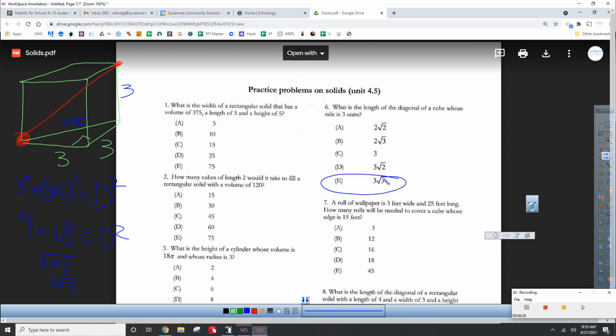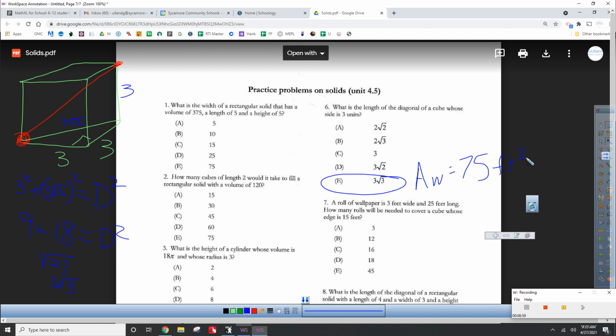A roll of wallpaper is 3 feet wide and 25 feet long. How many rolls will be needed to cover a cube? So the area of the wallpaper is just 3 times 25. So they're making this confusing to you, but really when you roll it out, it's just a rectangle. It's not a cylinder at all. So the area of the wallpaper is 75 square feet.